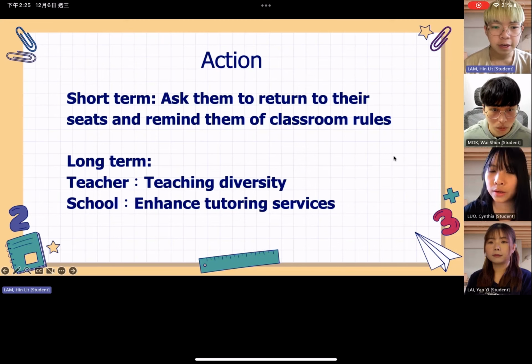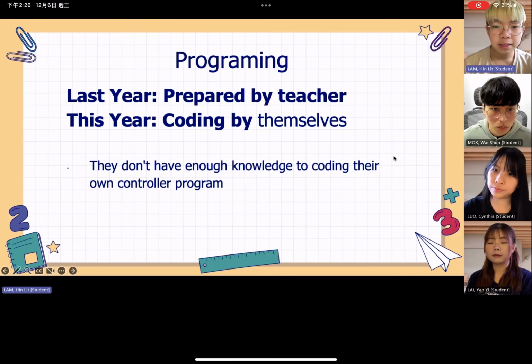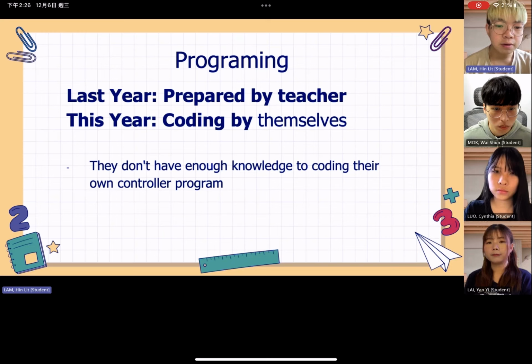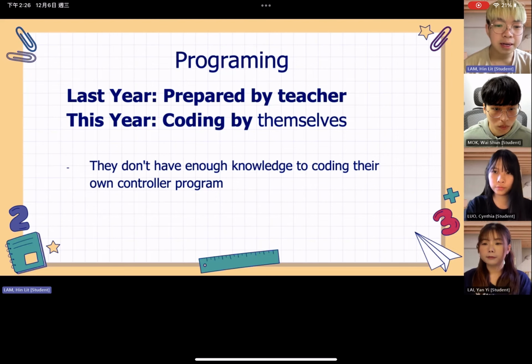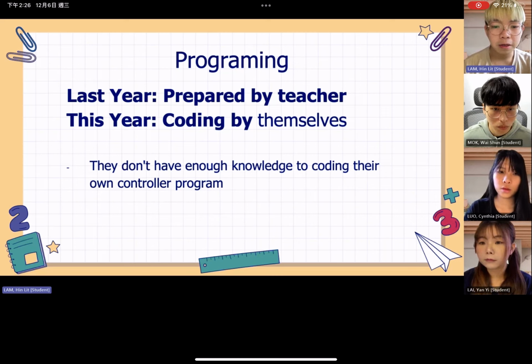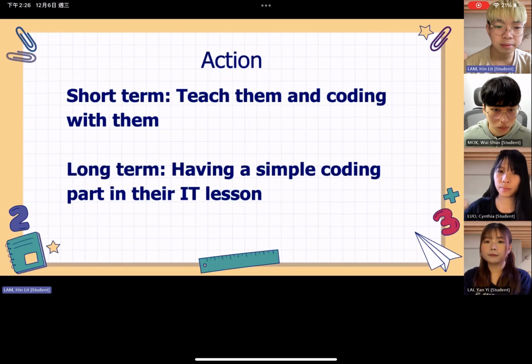Thank you, Cynthia. For the programming part, as mentioned, the program of the controller was coded by their teacher last year, but this year we wanted them to code by themselves. So at the beginning, they didn't know what they should do. Even though we taught them the basic coding method in the lesson, they didn't have enough programming knowledge to finish their own controller program because we let them decide how to use the controller. So most of them are different from the basic one.